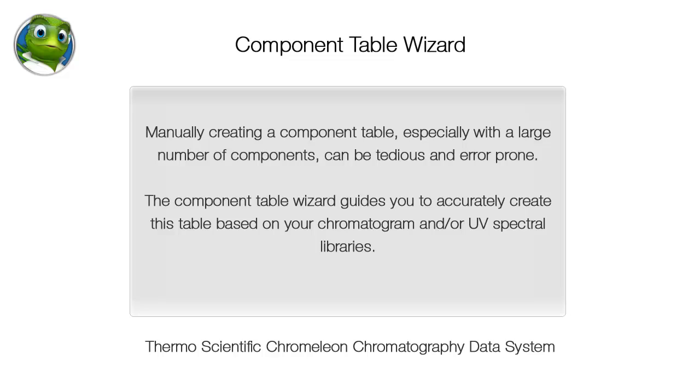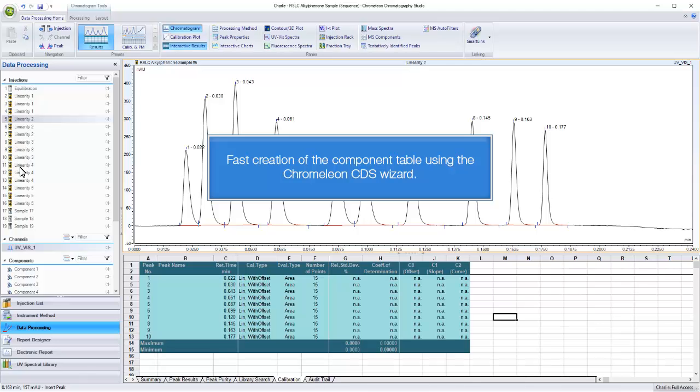Manually creating a component table, especially with a large number of components, can be tedious and error-prone. The Component Table Wizard guides you to accurately create this table based on your chromatogram and/or UV spectral libraries. Fast creation of the component table using the Chromeleon CDS Wizard.